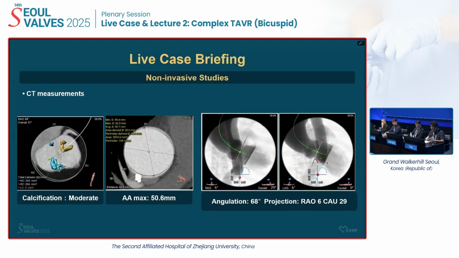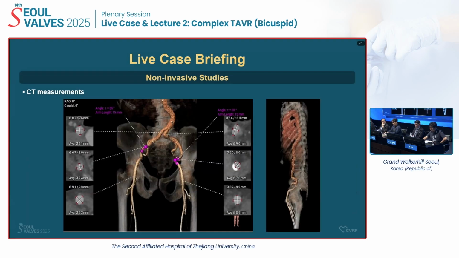Another problem of this patient is the dilated ascending aorta, about 50.6 millimeter, and the calcification is asymmetric and not so severe. The projection for this patient is RAO 6 and CAU 29. We can see right here that the femoral artery access is good. However, the aortic arch is very narrow. You can see right here.